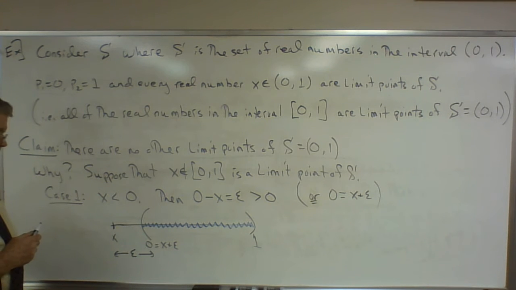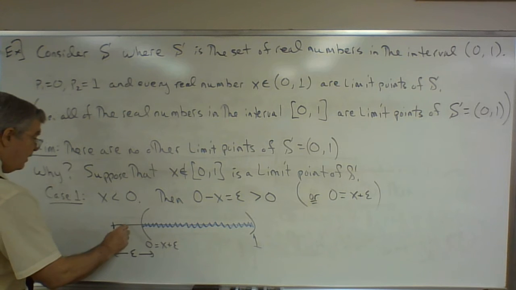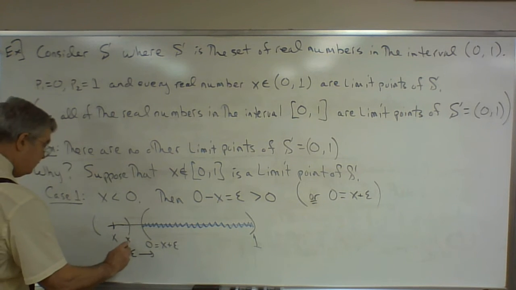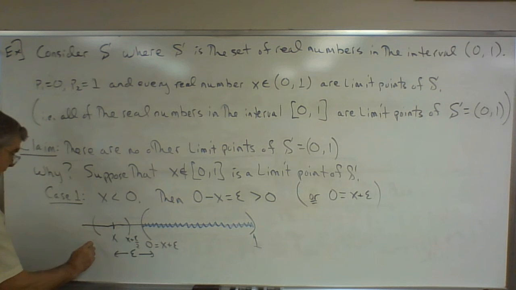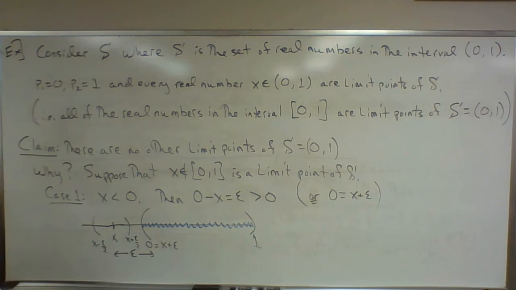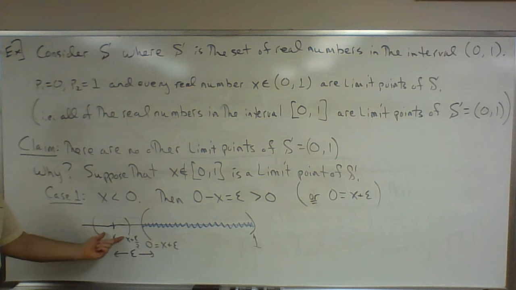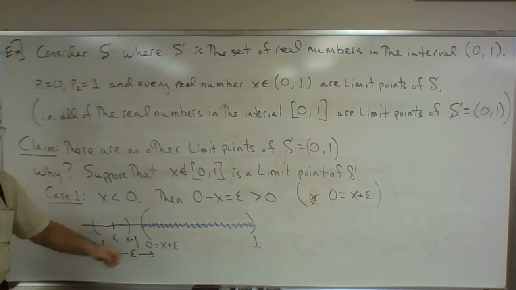So you know what? Suppose I pick this interval, x plus epsilon over 2, and x minus epsilon over 2. This interval from x minus epsilon over 2 to x plus epsilon over 2 doesn't contain any elements of S. This interval is disjoint from the set S.